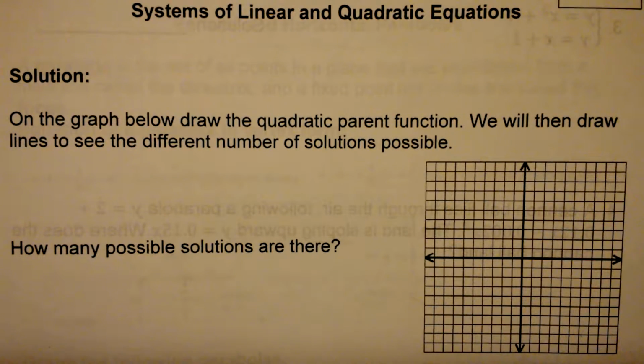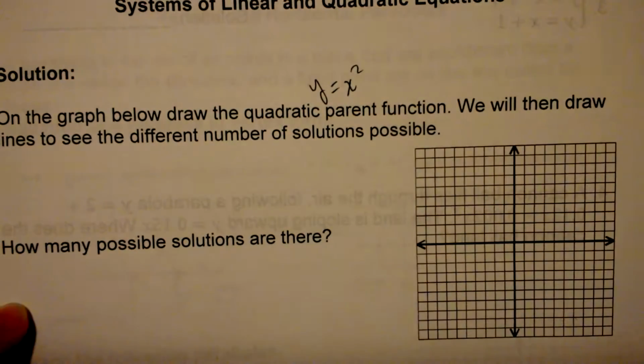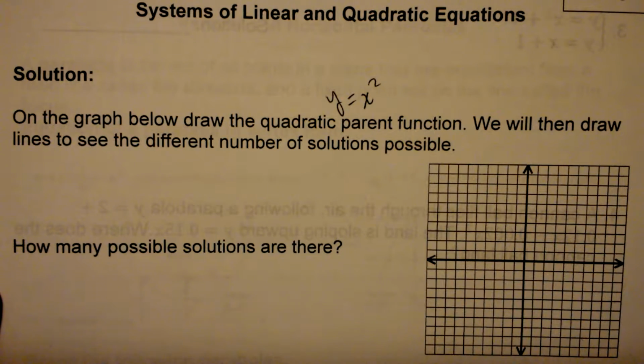This is notes for systems of linear and quadratic equations. We're trying to find the solution where the line and the quadratic equation cross. It says on the graph below, draw the quadratic parent function, which is y equals x squared. We will then draw a line to see the different number of solutions possible.